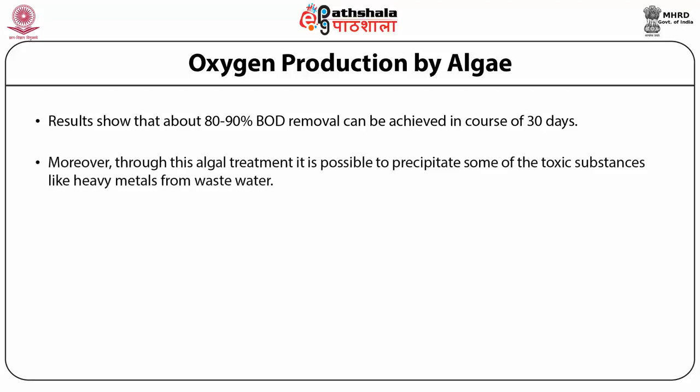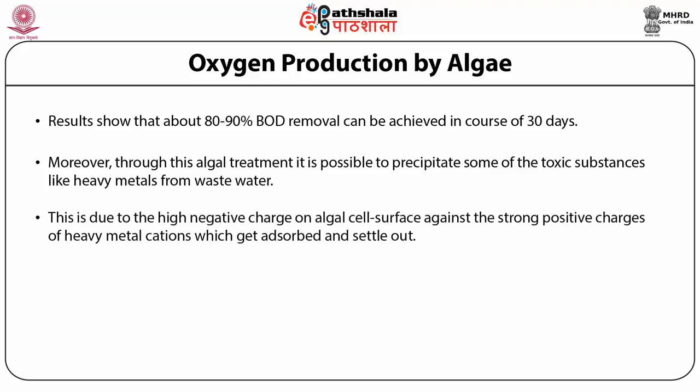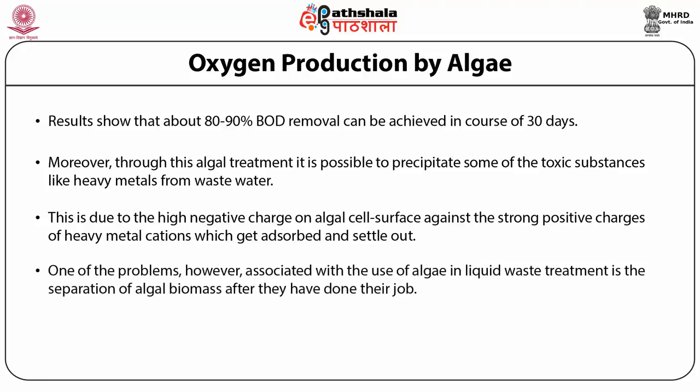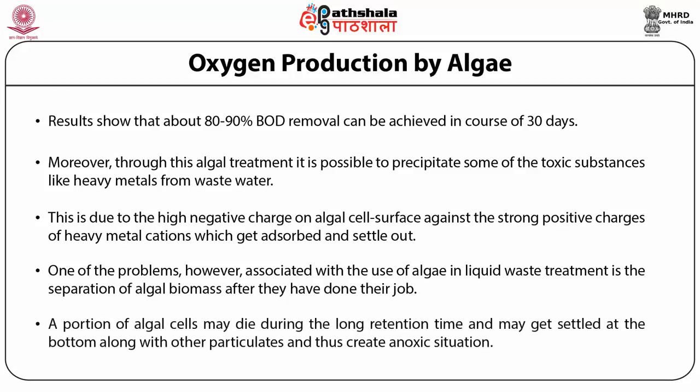Moreover, through this algal treatment, it is possible to precipitate some of the toxic substances like heavy metals from wastewater. This is due to the high negative charge on the algal cell surface against the strong positive charges of heavy metal cations, which get adsorbed and settle out. One of the problems associated with the use of algae in liquid wastewater is the separation of algal biomass after they have done their job. A portion of algal cells may die during the long retention time and may settle at the bottom along with other particulates and thus create an anoxic situation. This may be prevented with the use of surfactants, and the biomass can finally be separated out by a mechanical strainer.